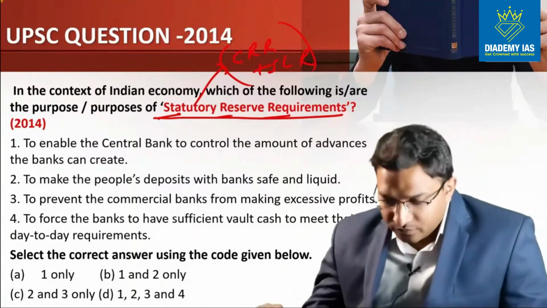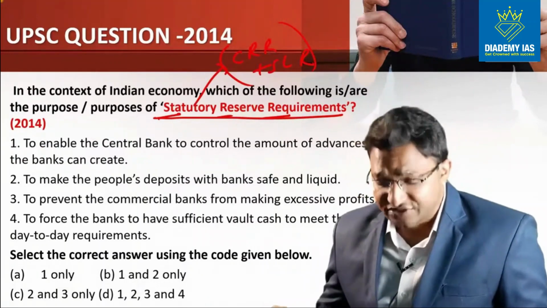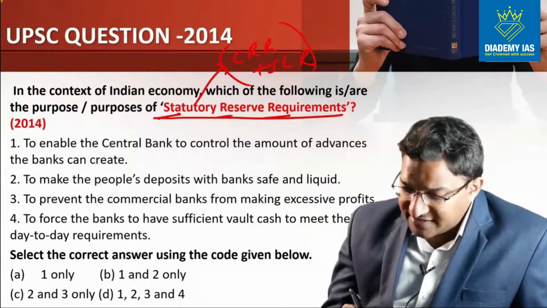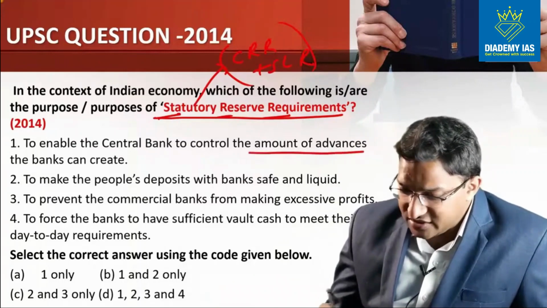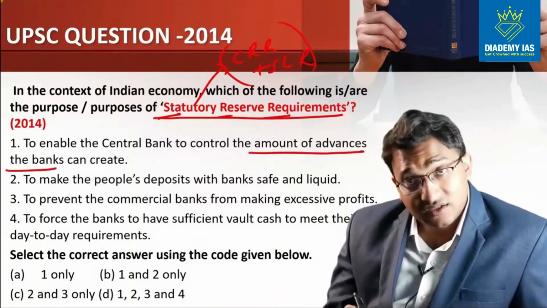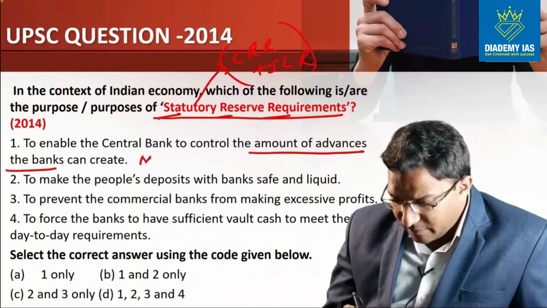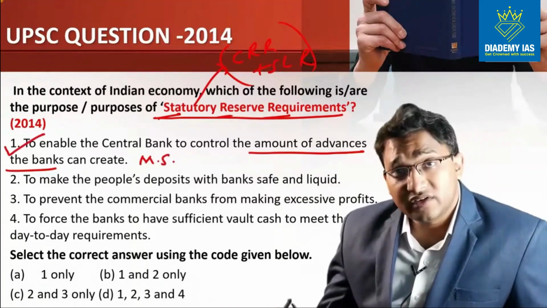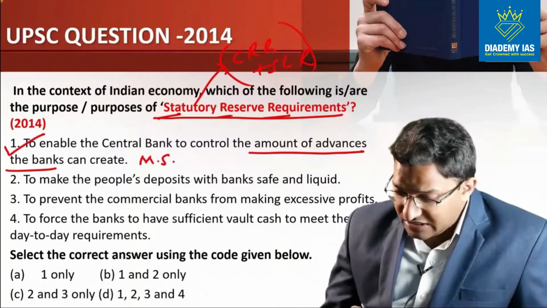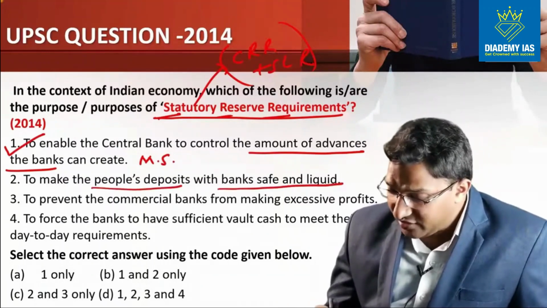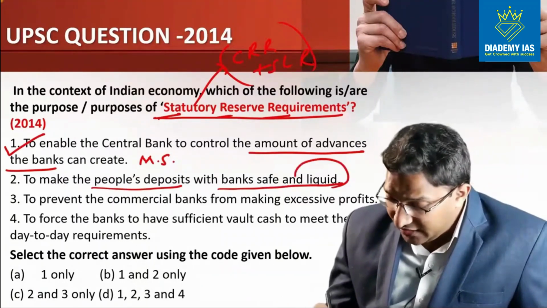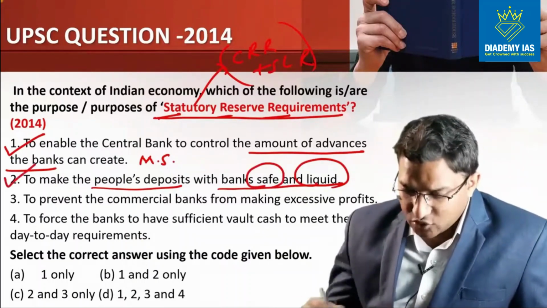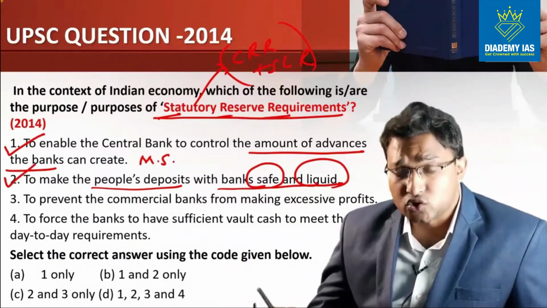So coming back, let us discuss each one of the statement. Statement number 1, to enable the central bank to control the amount of advances the banks can create. Yes. So controlling the money supply or the bank credit is one of the option. So statement number 1 is correct. To make the people's deposits with the bank safe and liquid. Yes. Maintaining the liquidity and the safety or solvency is the concern. So statement number 2 is also correct.